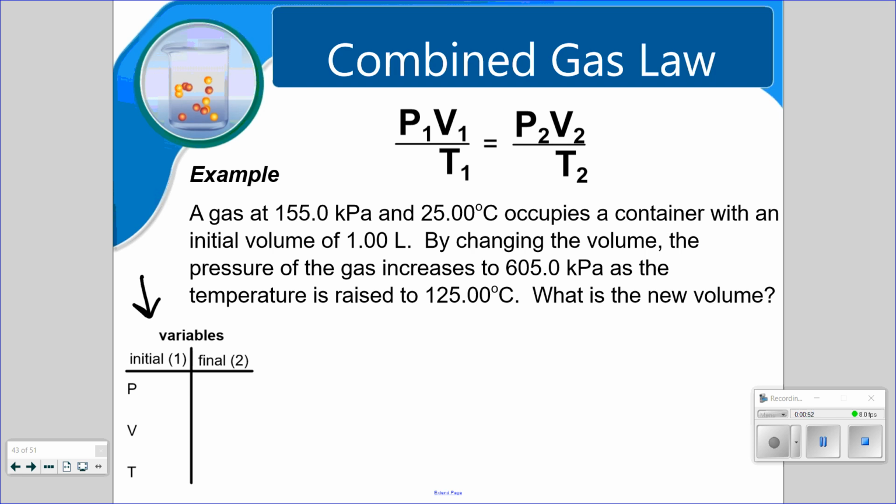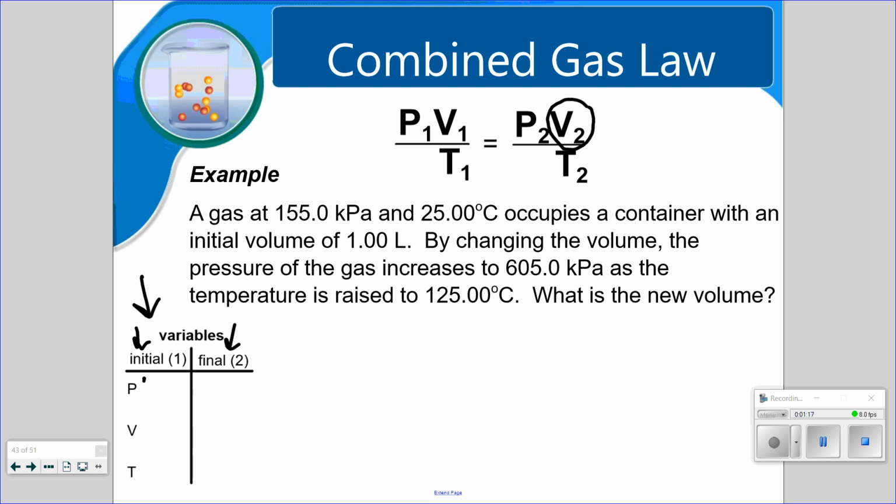So it says a gas at 155.0 kilopascals and 25 degrees Celsius occupies a container with an initial volume of 1 liter. By changing the volume, the pressure of the gas increases to 605 kilopascals as the temperature is raised to 126 Celsius. What is the new volume? So when I'm doing this, I'm going to be looking for my new volume, which is V2. And remember, we've got one gas here and two sets of conditions. So I've got an initial condition and a final condition.